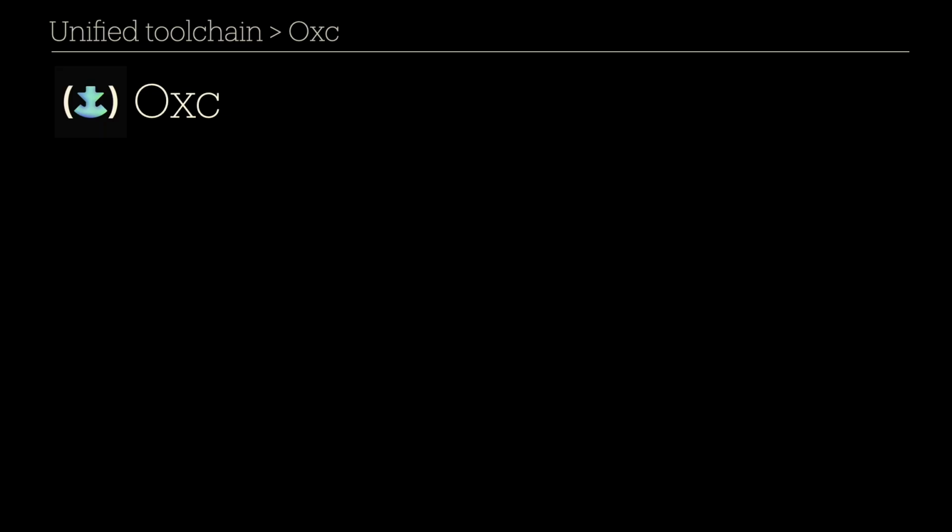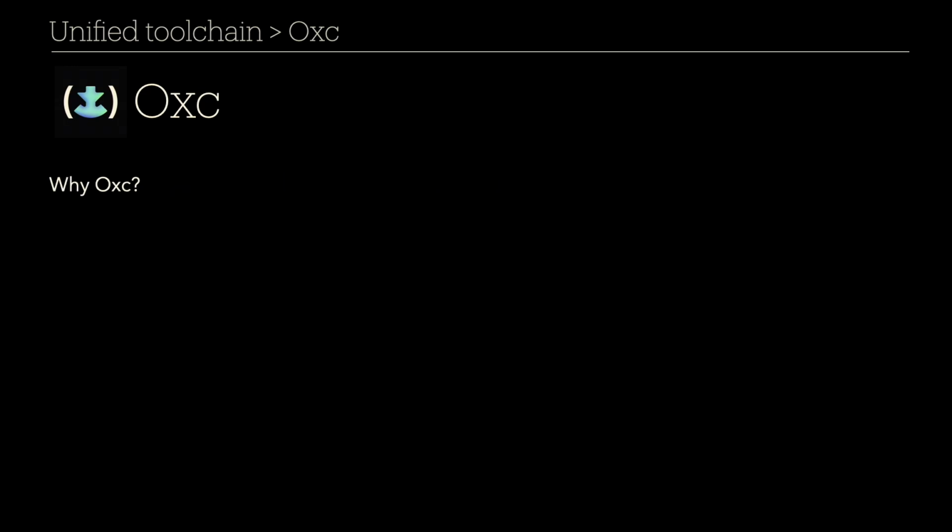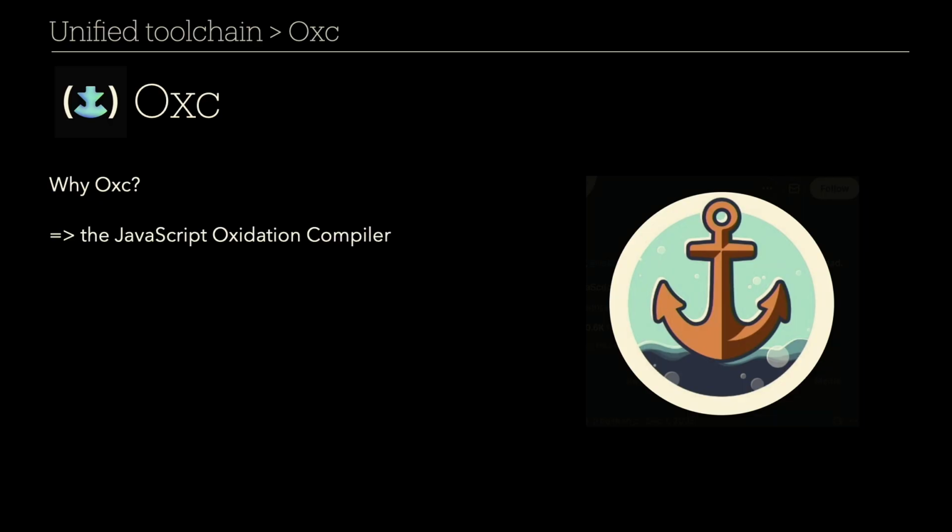Okay, that's cool. So Oxc, what is Oxc? Oxc is a collection of high-performance JavaScript tools, and it's written in Rust, because, you know. And why is it called Oxc? Does anyone know? Yes, oxidation. Because we are rustifying JavaScript, so rustifying, oxidation: that's the JavaScript Oxidation Compiler, Oxc for short. So yeah, that's why.